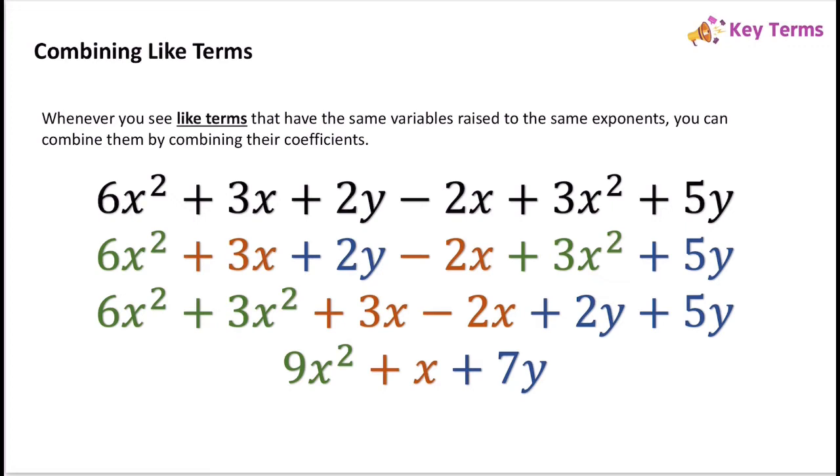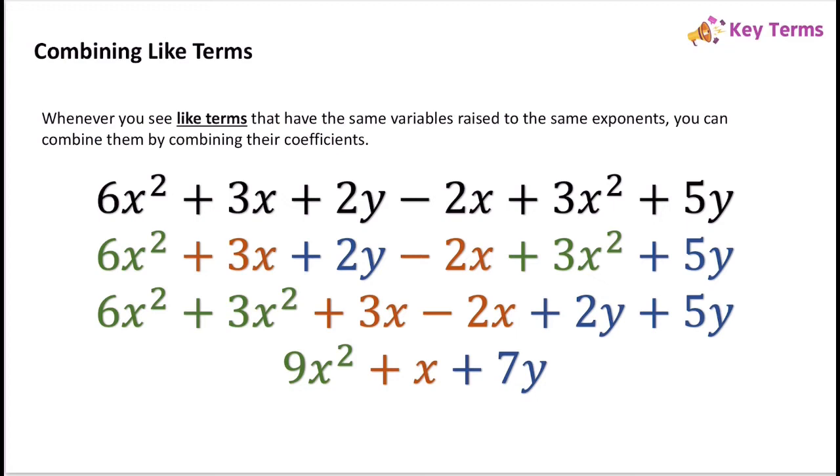and you can combine them by combining their coefficients. So what I like to do in this process is I like to rearrange the expression I have so that the like terms are written together. So for example, if I have 6x squared plus 3x plus 2y minus 2x plus 3x squared plus 5y, I went ahead and color-coded my like terms. And then I rewrote this expression so that my like terms were written together.